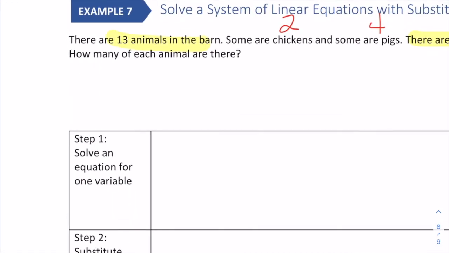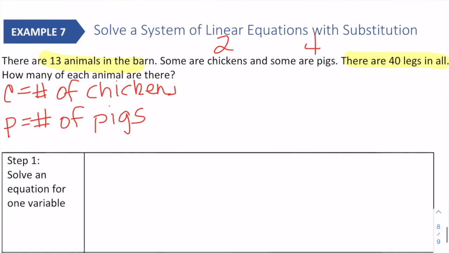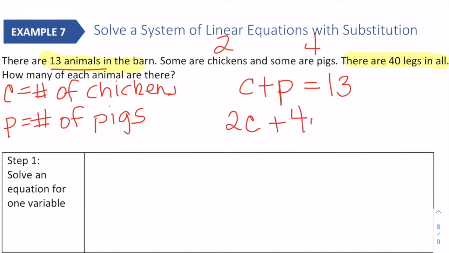So we could say C is for chickens, number of chickens. And we could use P for number of pigs. You could use X and Y as well. Okay, so the total number, we have C number of chickens and P number of pigs, and we have a total of 13 animals. Now let's talk about the legs. All right, so we have 2 legs per chicken, right? So 2C, 4 legs on every pig, for a total of 40 legs.